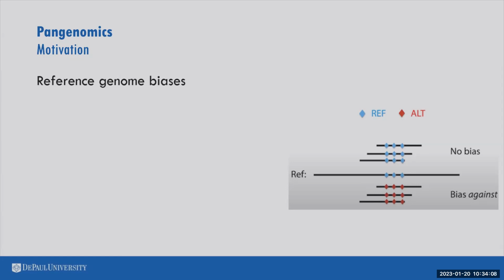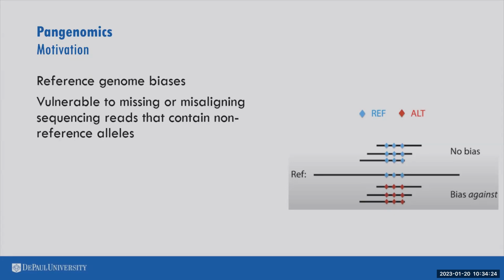In some cases, when you have another sample that you sequenced, the red ones are in your sample, but in the reference it doesn't really match these alleles, then you are creating a bias, right? The bias happens because of what we are seeing here. This method is vulnerable to missing or misaligning sequence reads that contain non-reference alleles, like what we see here. So we are basically biasing all of our analysis in terms of what we are seeing in our reference, right?